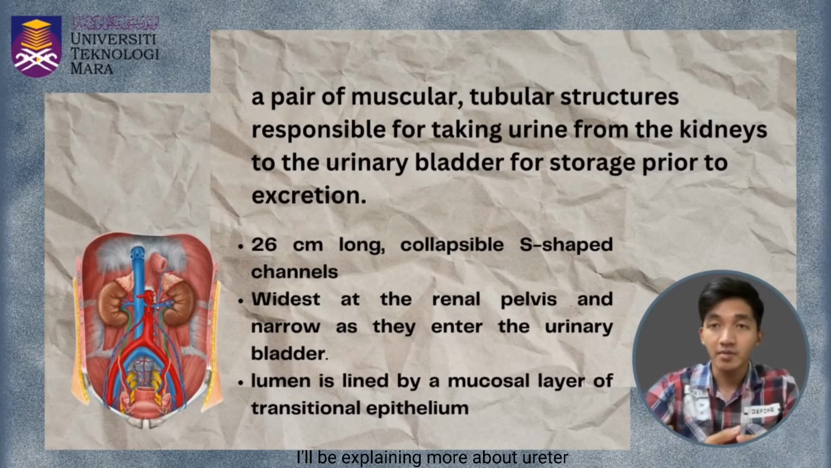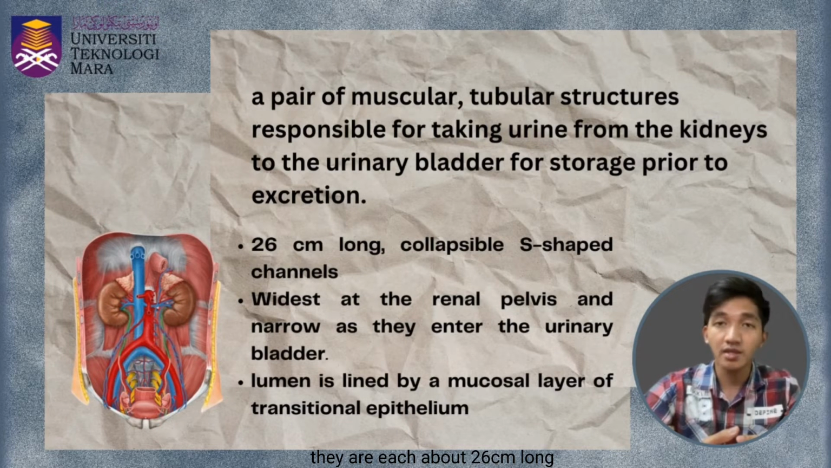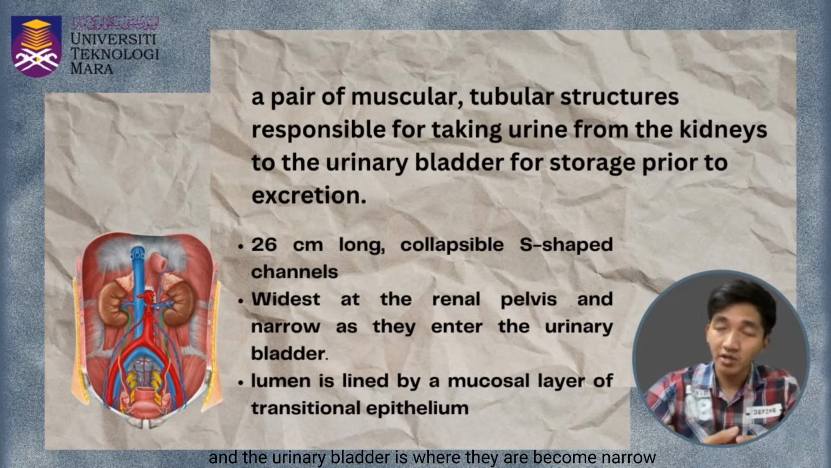Next, for my part, I'll be explaining more about the ureter. The ureters are a pair of muscular tubular structures responsible for taking urine from the kidneys to the urinary bladder for storage prior to excretion. They are each about 26 cm long, collapsible S-shaped channels. They are widest at the renal pelvis and become narrow at the urinary bladder.